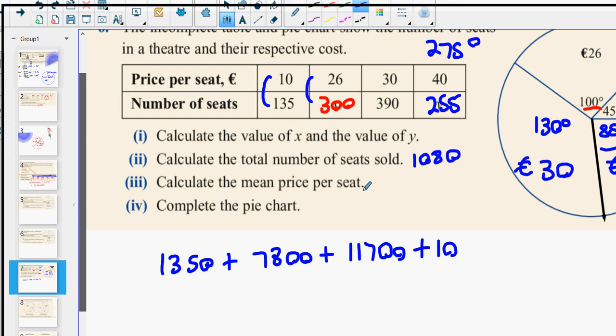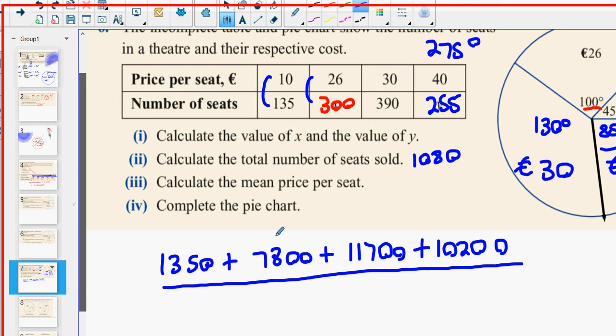Now Liam, I want you to add all them up for me. Just give me the number when you're ready. And we sold 1,080 seats in total. 1,050 divided by 1,080. What do you get? Yeah, 28.75. We completed the pie chart already, didn't we? We already completed the pie chart and we did that. Okay.